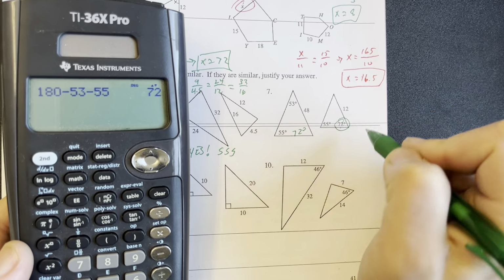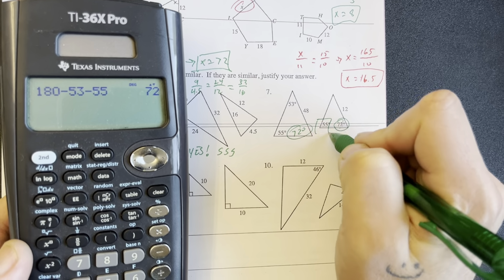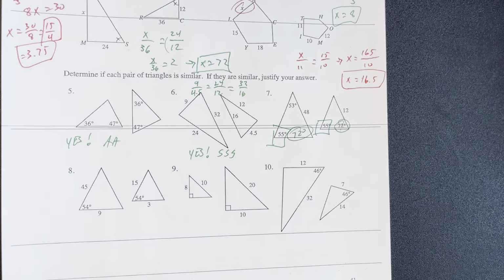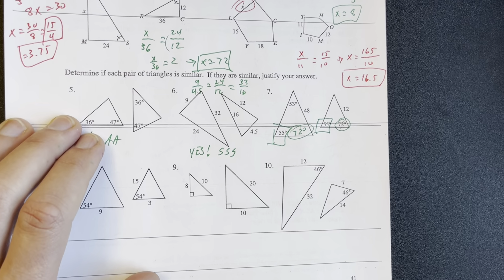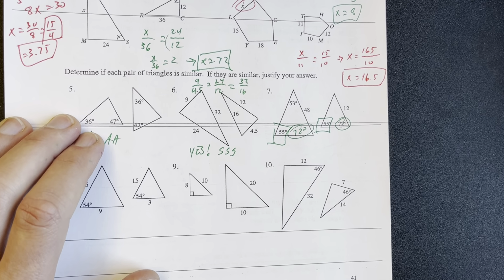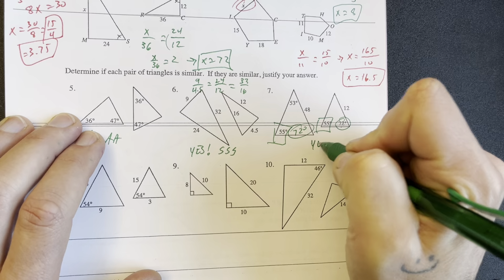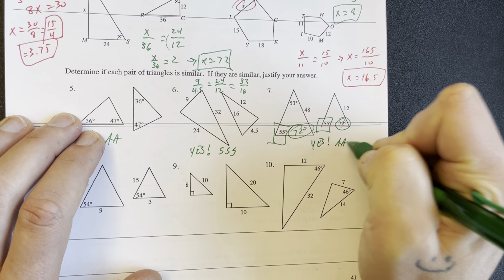I'm noticing that these two angles are the same, and then these two angles are the same. So all of a sudden, we have all three pairs of corresponding angles being congruent. So we'd say, yes, these are similar by angle, angle.